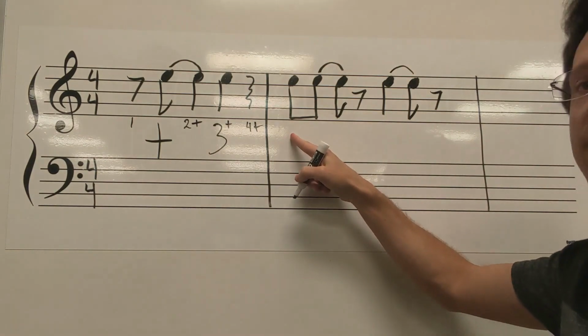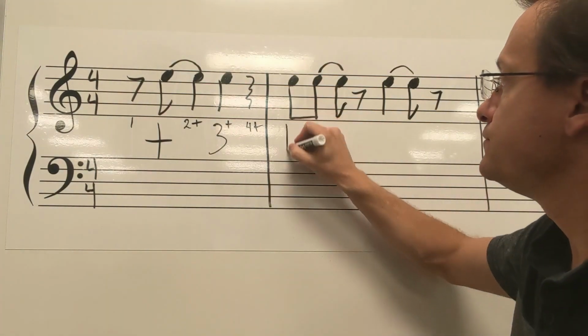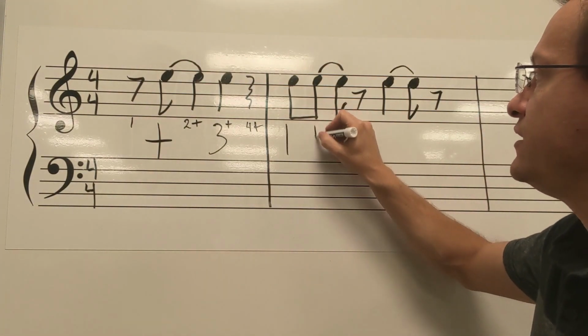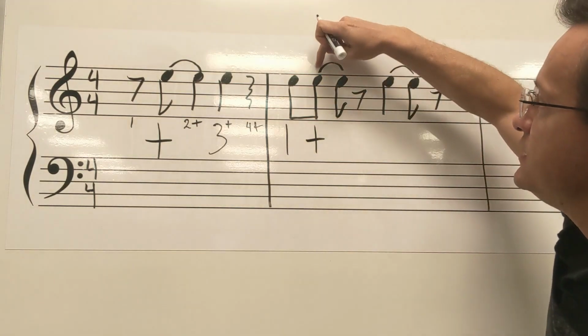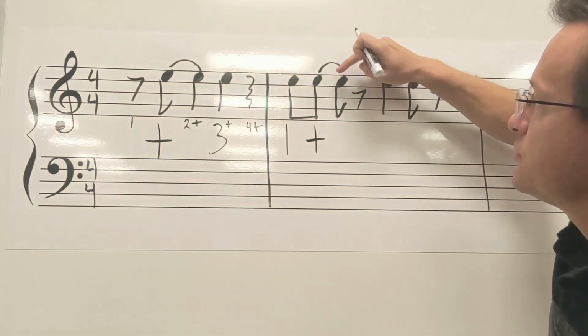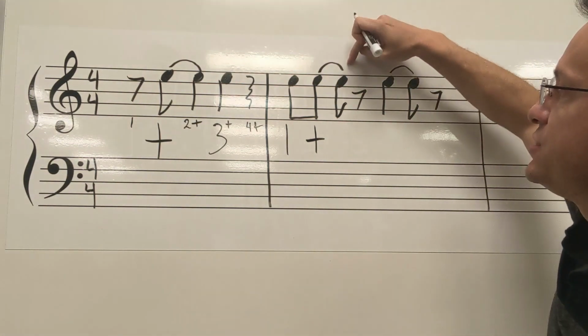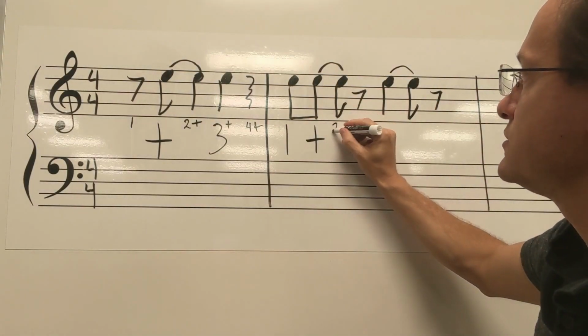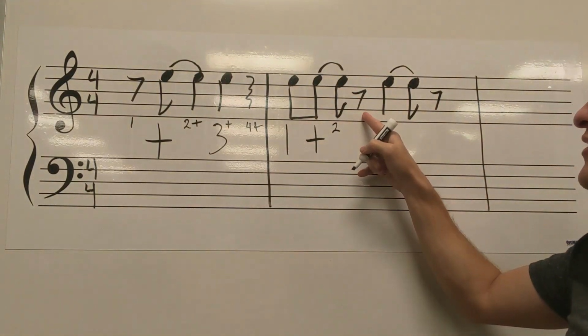Over here, we have an eighth note on 1, another one on the and of 1, but look at this. These two are tied together, so the one that's on the and of 1 and the one that's on 2 are part of the same note, so we'll put the 2 up high. We have an eighth rest.